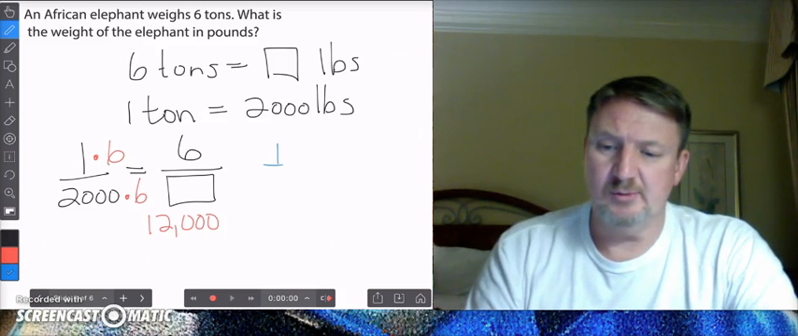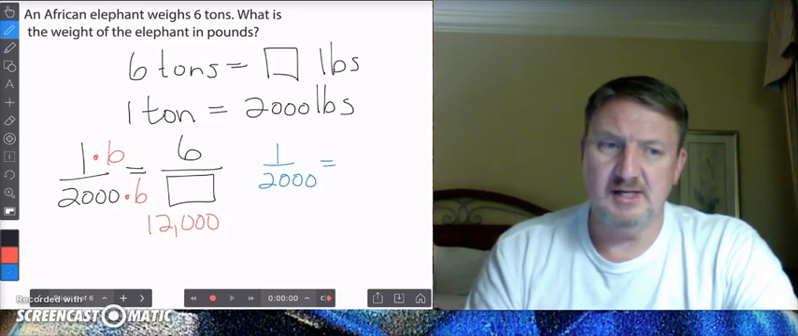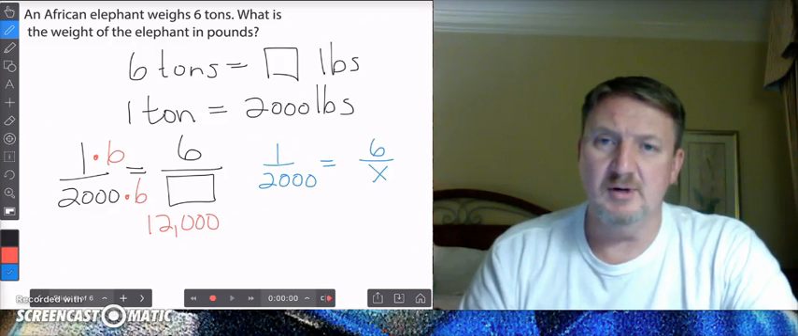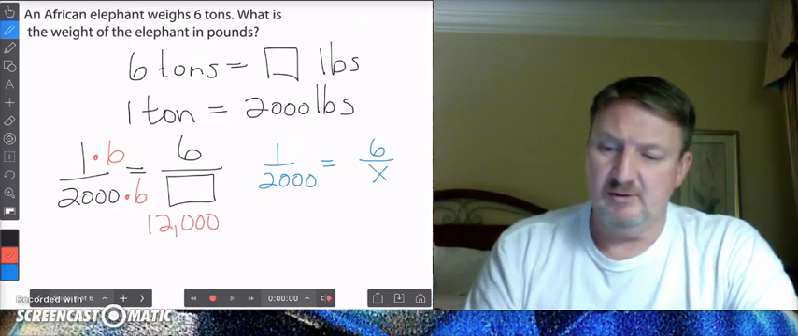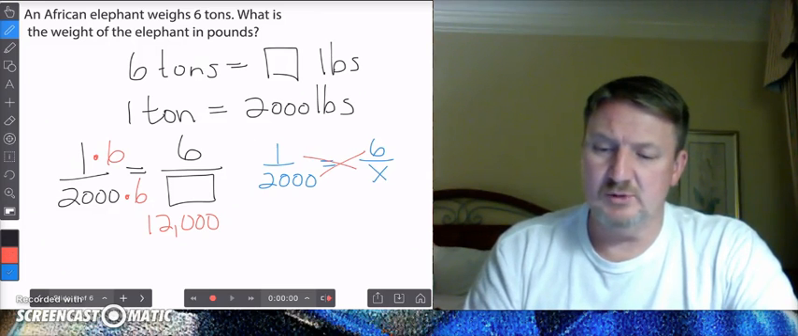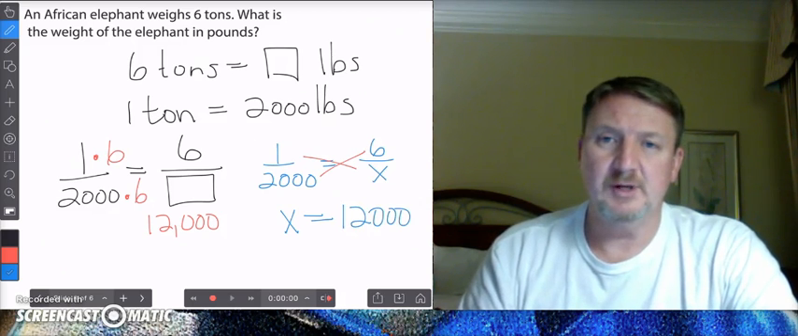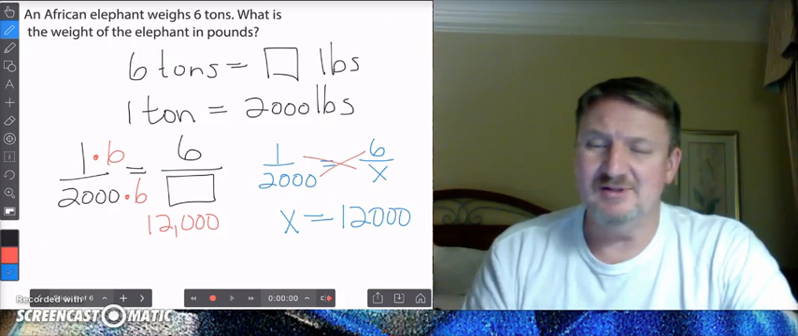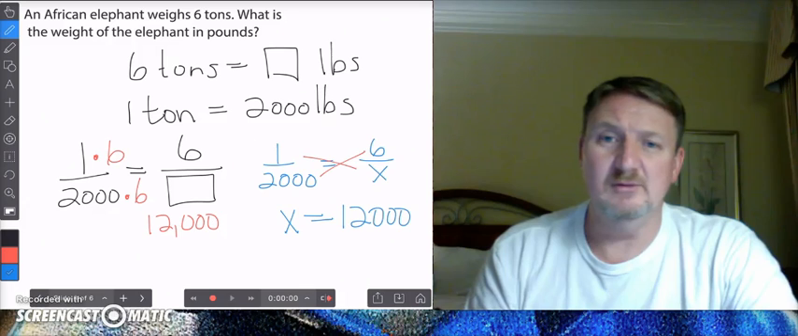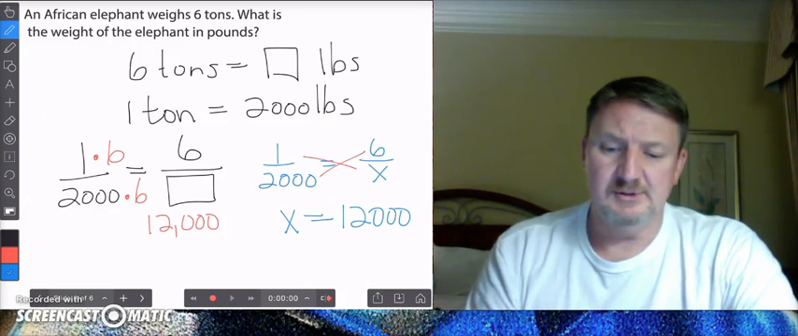I could set up the proportion. 1 ton over 2,000 pounds is equal to 6 tons over some unknown number of pounds. If I cross multiply, x times 1 is x, and then 2,000 times 6 is 12,000. Okay. Sometimes you're going to have to divide. It's not going to be this easy, but this gives you a good idea how to do it. Either way works. All right, so that's good.